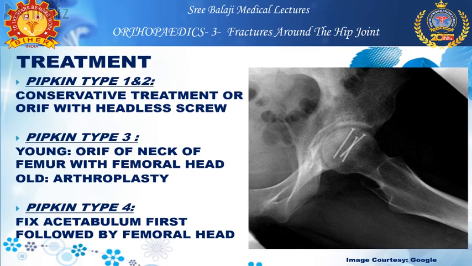What is the treatment for femoral head fractures? Pipkin's type 1 and 2: conservative treatment or open reduction internal fixation with a headless screw, that is the Hubbard screw. Pipkin's type 3: open reduction internal fixation of the neck of femur with the femoral head, and in the old age group it is arthroplasty. In Pipkin's type 4, it is fixing the acetabulum first, followed by femoral head fixation.